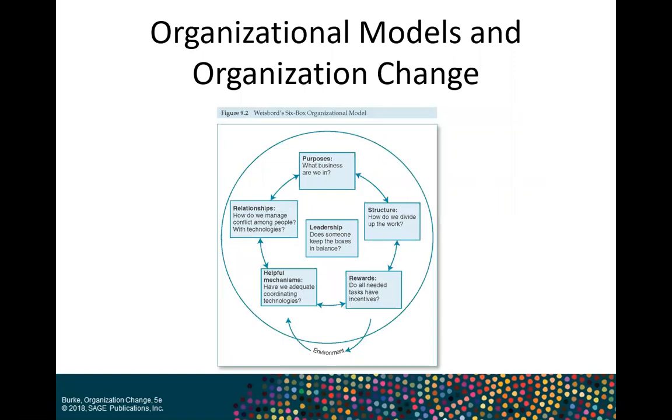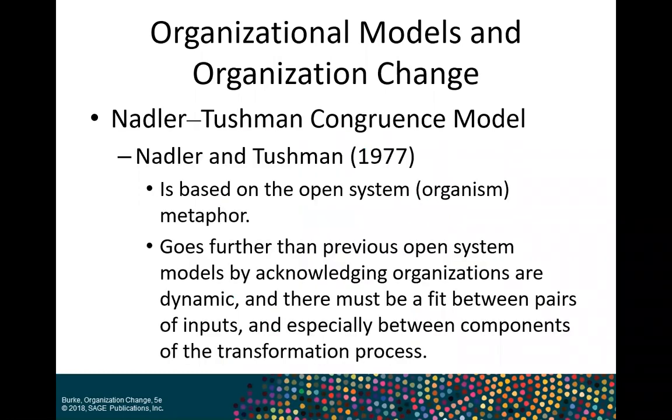So you've got interrelationships in Weisbord's model between the purpose, the structure, the rewards that are in place, mechanisms to facilitate, and the relationships between people, and understanding those to manage conflict better. And leadership obviously is needed at the core because we need to make sure that all of these different boxes are balanced, and also in congruence with the environment.